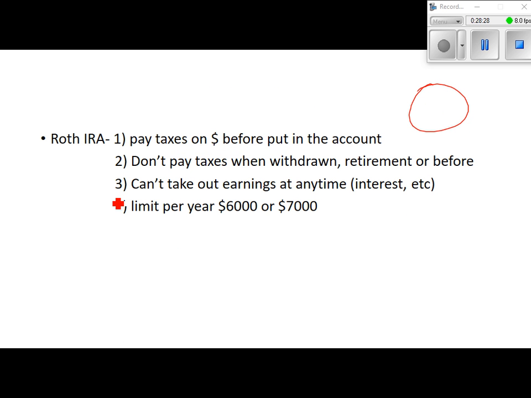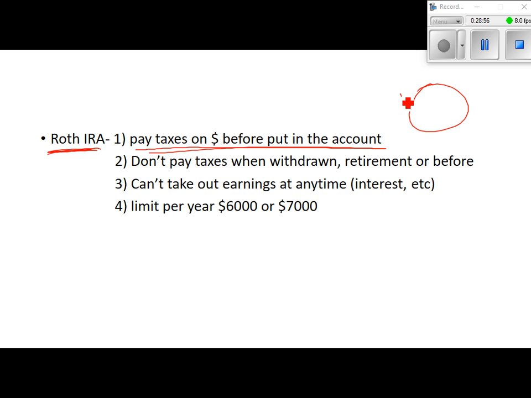Other kind of IRA is a Roth IRA. With a Roth IRA, you pay taxes on the money before you put it in your account. A lot of people are changing to these now because they're figuring, hey, if I pay taxes on it now, the taxes I pay now are going to be lower than taxes I pay 30 years from now or whenever I retire. Again, don't forget to write down your letter here.